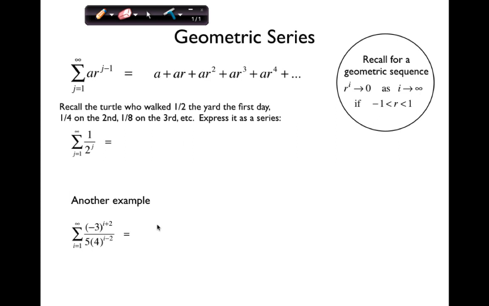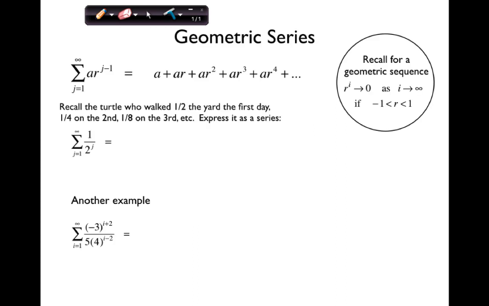So what is our R value, first of all? What is our R value looking at that? Do you see that it's -3/4? Because I got -3 to some power in the numerator and 4 to some power in the denominator. So what we want is to transform this to look like -3/4 to the i minus 1.